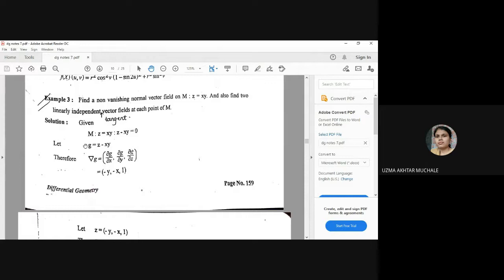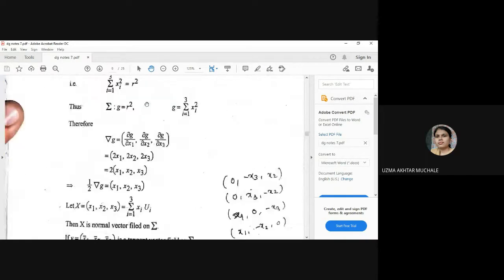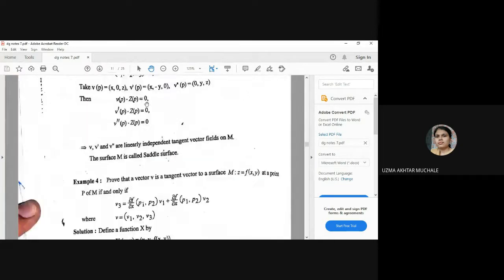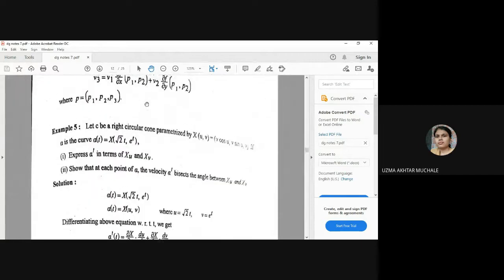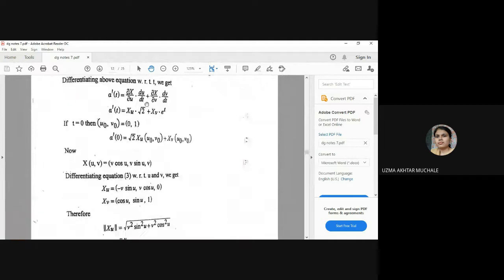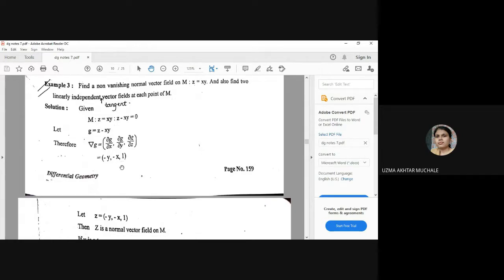Whenever you have a variable, keep it on one side. If you have a constant, just like in the last example, where the radius r was constant, we kept it outside, g is equal to r square. But if you have a variable, keep it as g is equal to something, right? If you have a constant, you can keep it outside. Okay. So now we have to find del g. What will be del g? Dou g by dou x, dou g by dou y, dou g by dou z. You just have to find the partial derivative of this function with respect to x. That is very easy to find.